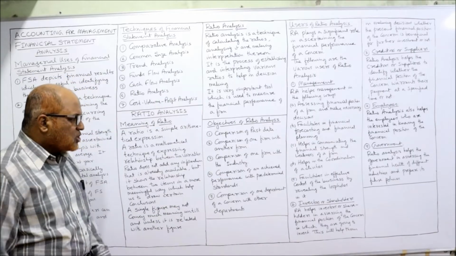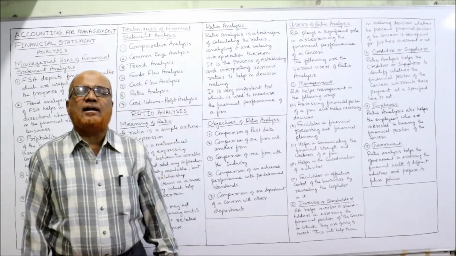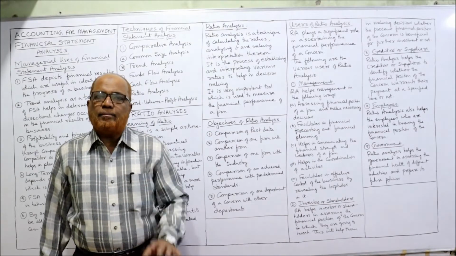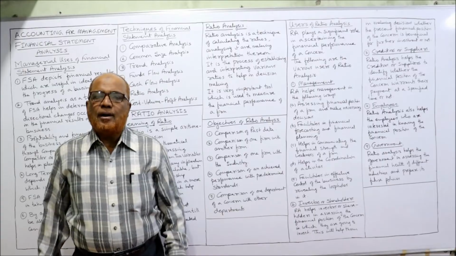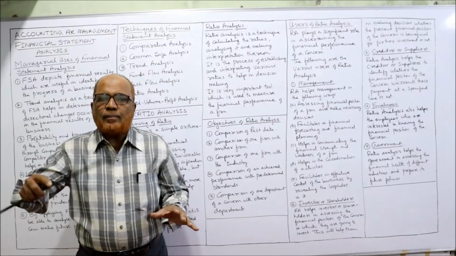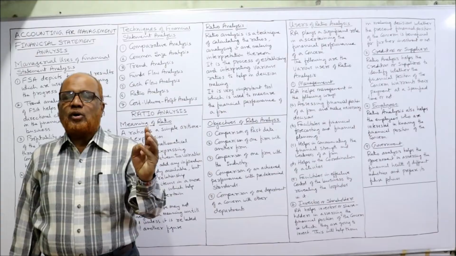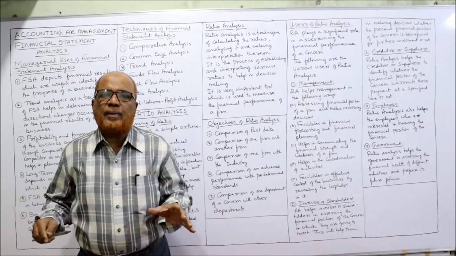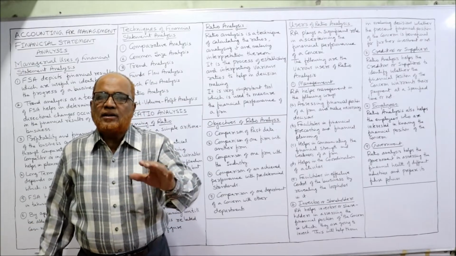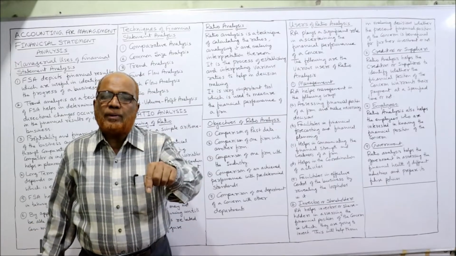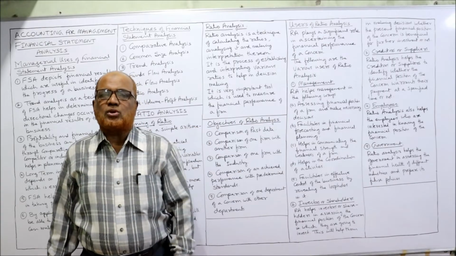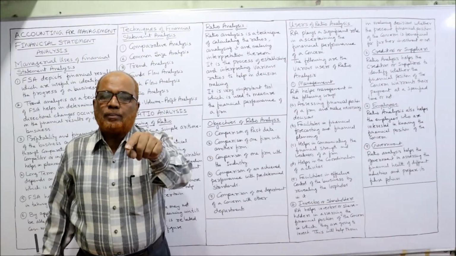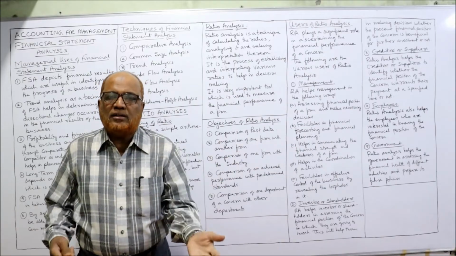Next one, comparison of an achieved performance with the predetermined standards. Nowadays, a number of standards are made. That means planning is made. Plans are prepared. For example, next year, how many units we must produce, how many units we can sell. All the planning we have made, budgets we have prepared. After preparing the budget, we compare the actual performance with the standard performance or budgeted performance. So again, for comparing the actual performance with budgeted performance, we need the ratios.